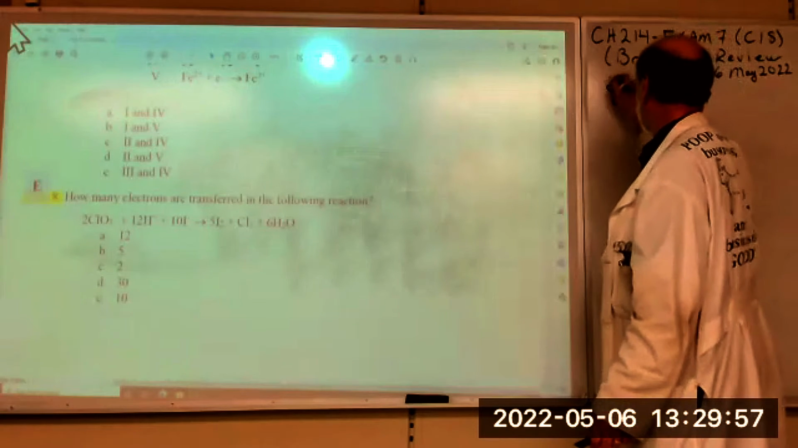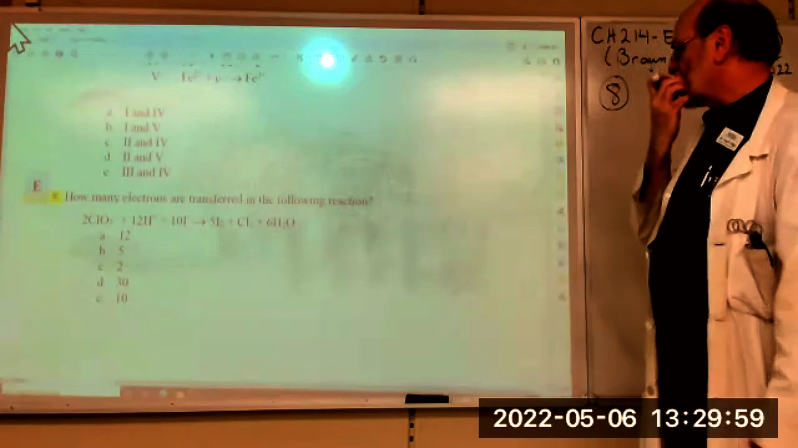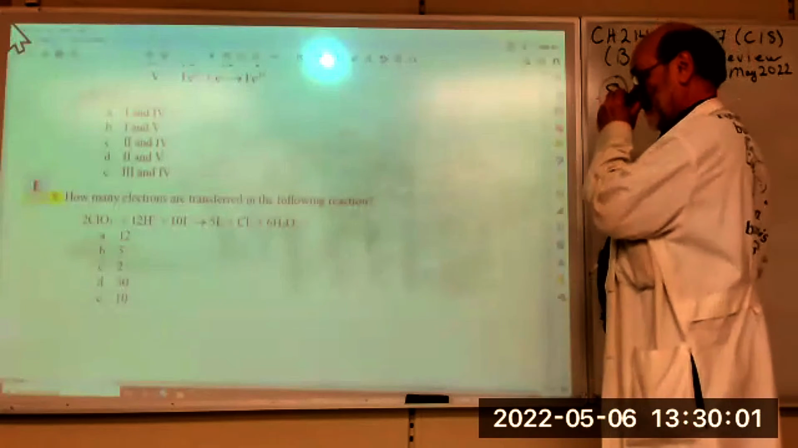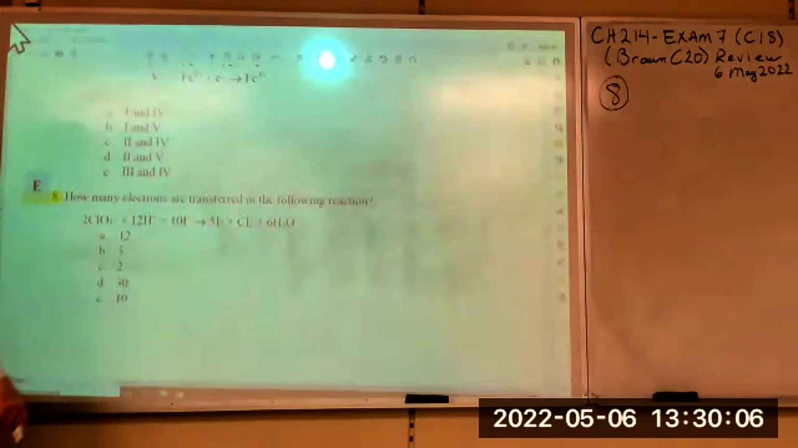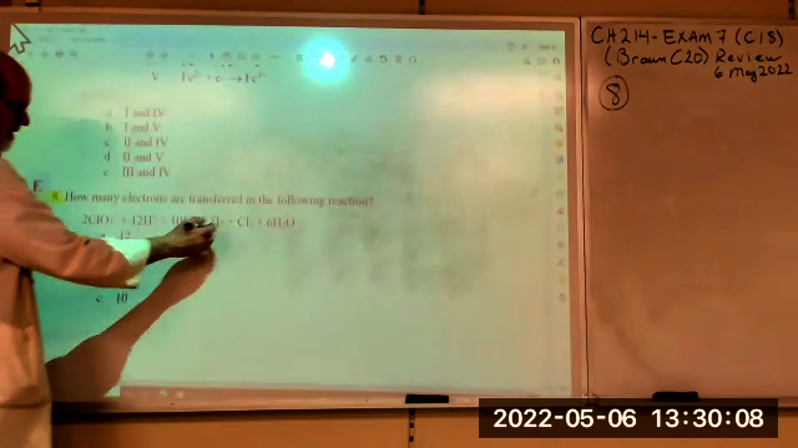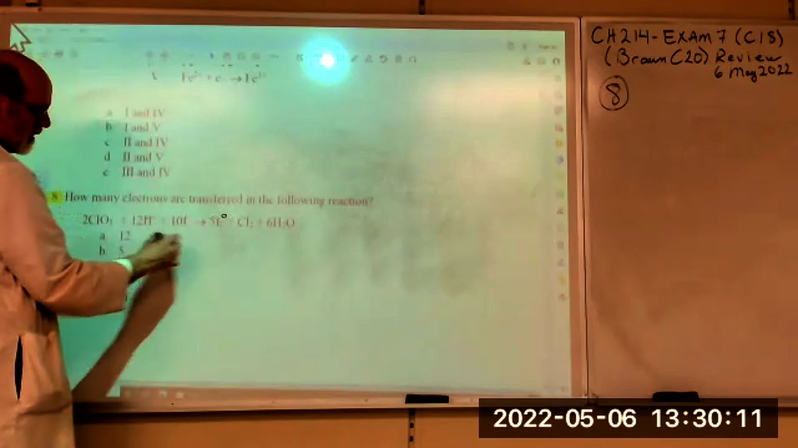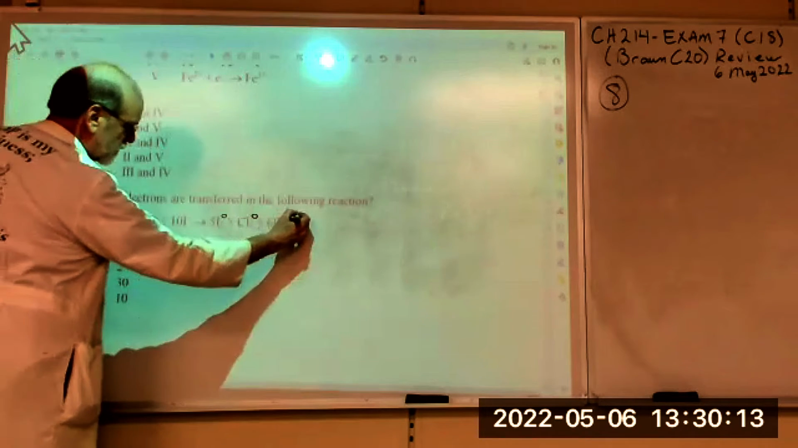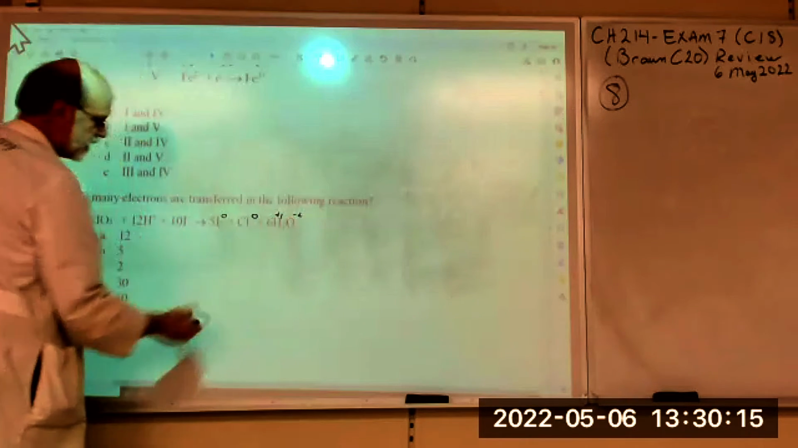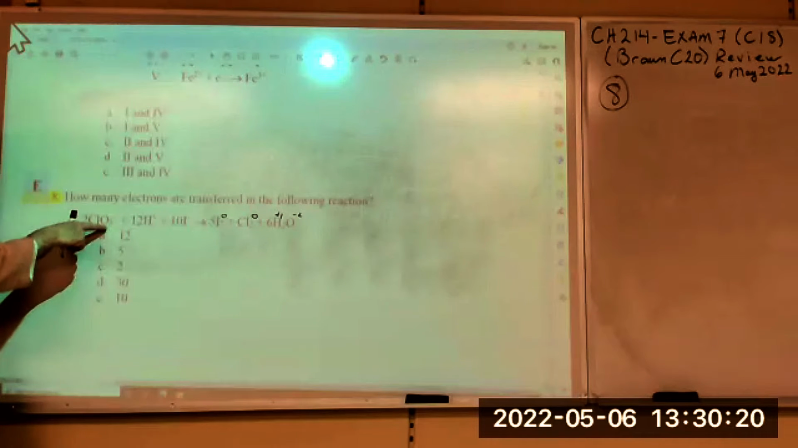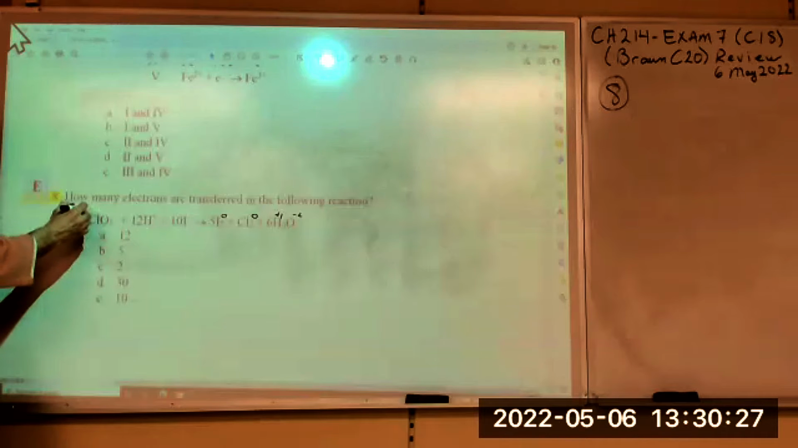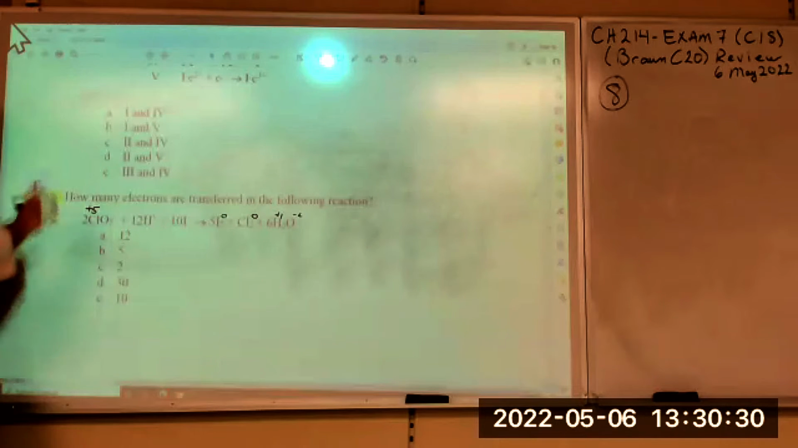8. How many electrons are transferred in the following reaction? Okay, so we definitely need oxidation states here. Iodine's -1. This I2 is 0. This one's 0. That one's -2 plus 1. This one is -1. This one's +1. This one, 3 times 2 minus is 6 minus, hold 1 out, 5 minus, that means this one is +5.